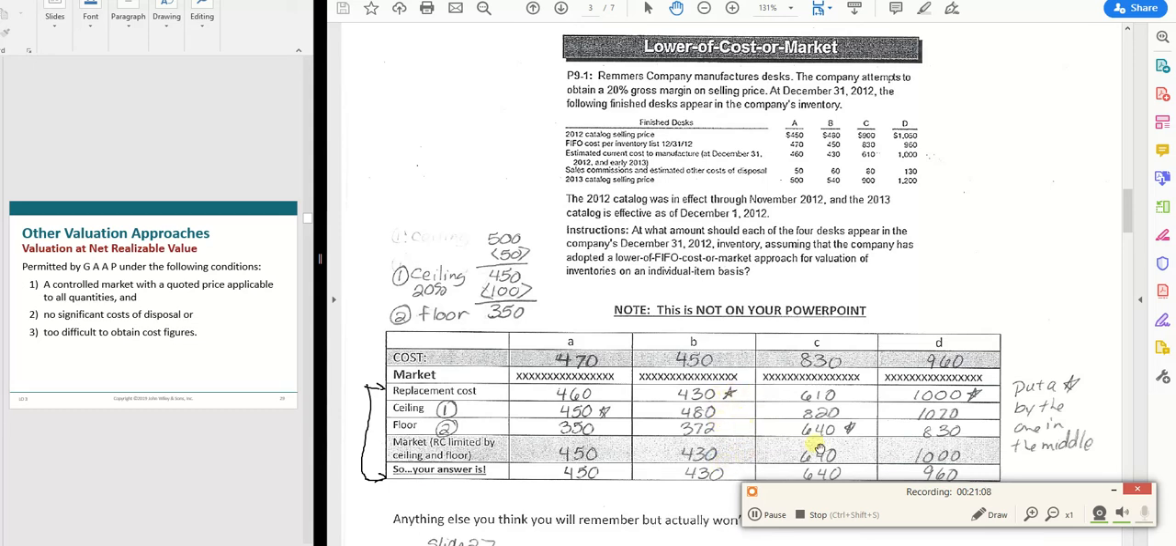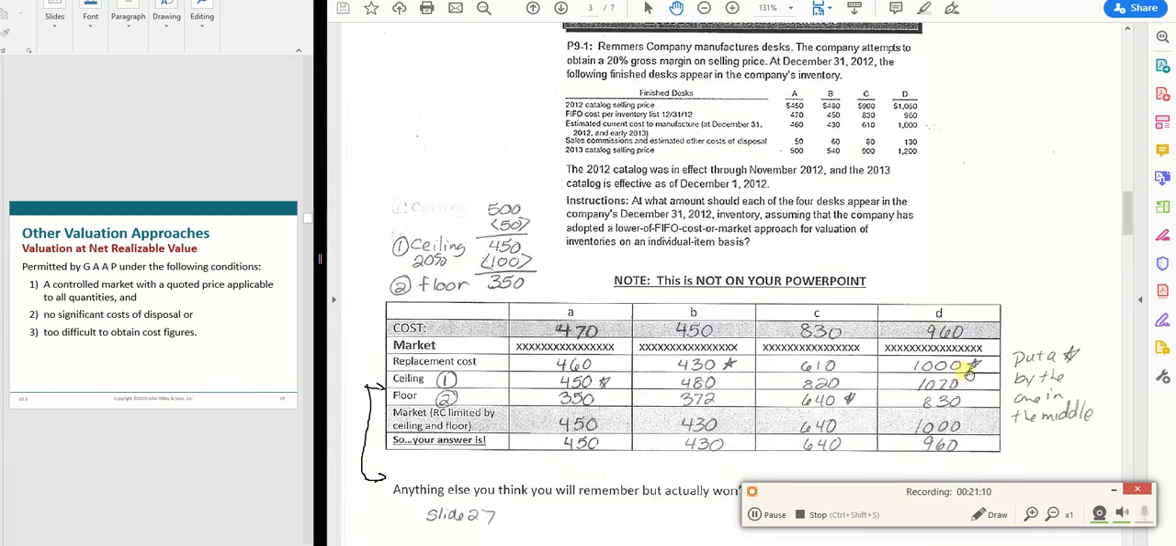Pulling that 430 down there. And in this one, I use the replacement cost and I'm pulling down there. In these, the replacement cost is 610, but I can't go below the floor, so I have 640. And in this one, it is 460, but I can't go above the ceiling, so it's 450. So in other words, once again, if you just pick the middle one of these three and write it as market.